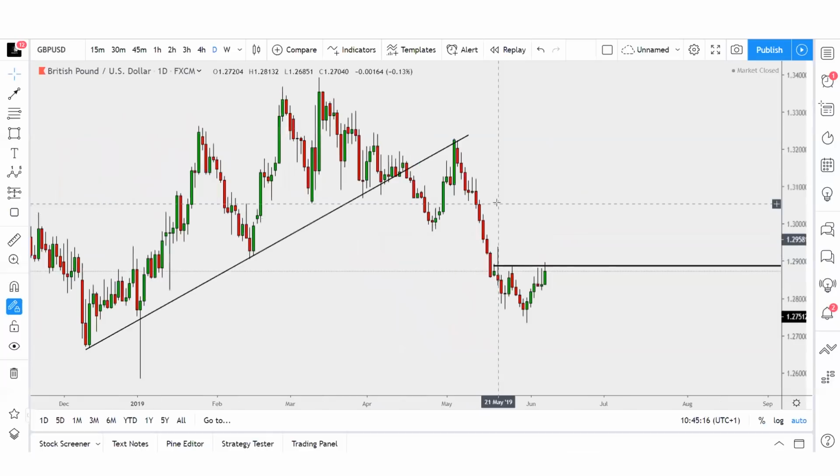The third pair I'd like to look at is pound USD. Now this overall structure is clearly bearish. We can see that we went through a very long period of upward movement in the market where the pound was pretty strong. And now I'm expecting more weakness in the pound.